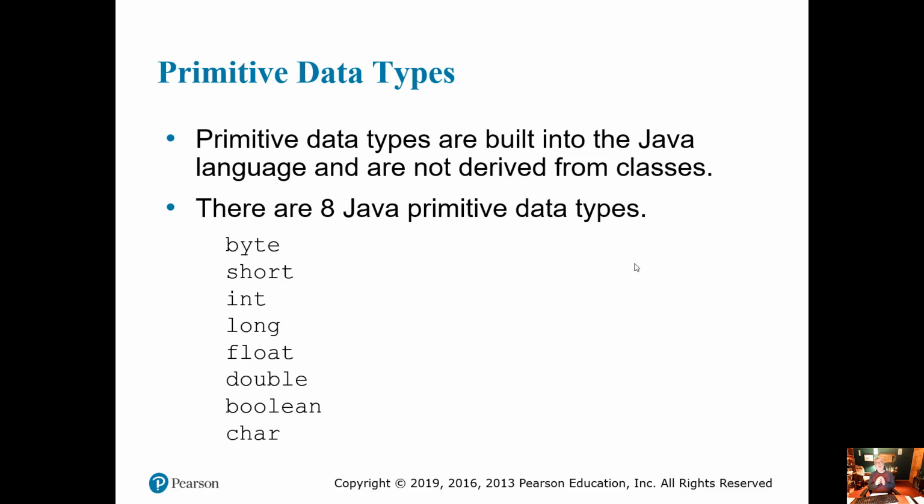So what they have right now is primitive data types. There are 8 primitive data types that are built into Java: byte, short, int, long, as you see there, float, double, boolean, character. I just want to go over a few of those.